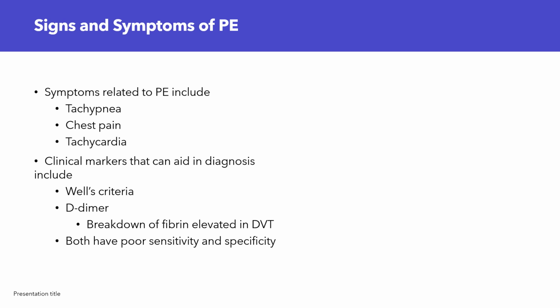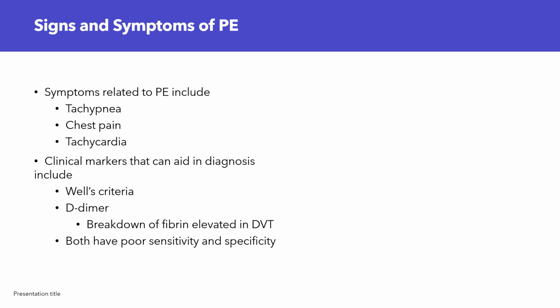Signs and symptoms of PE. So our biggest concerns with our DVTs are that they are going to break off part of that thrombus, have that thrombus go through the heart, and then lodge into the lungs. So our symptoms with our PE must be considered in addition to DVT symptoms. You want to make sure that that patient is not having tachypnea, so that would be fast breathing, chest pain, or tachycardia, fast heart rate.